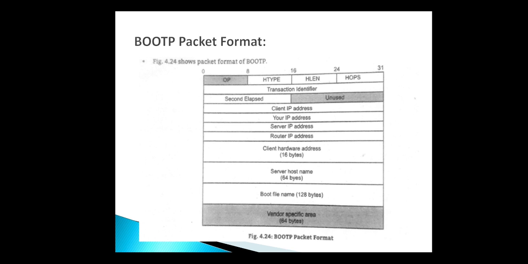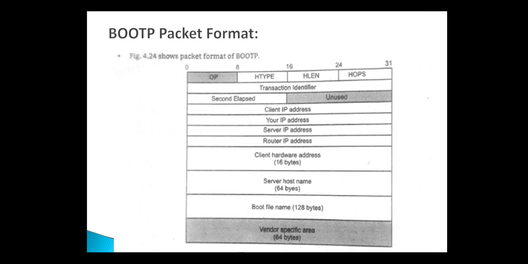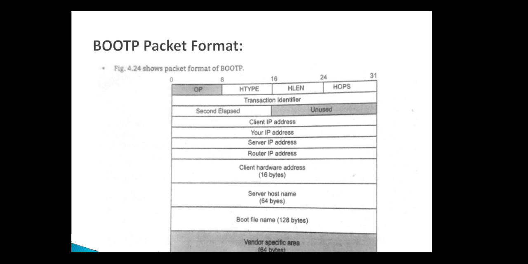This is the packet format of BootP: opcode, H type, header length, hops, transaction identifier, seconds elapsed, unused, client IP address, your IP address, server's IP address, router's IP address, client hardware address, server host name, boot file name and vendor specific area.